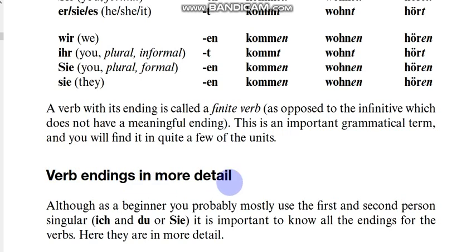Verb endings in more detail. Although as a beginner you probably mostly use the first and second person singular, ich and du or Sie, it is important to know all the endings for the verbs. Here they are in more detail.